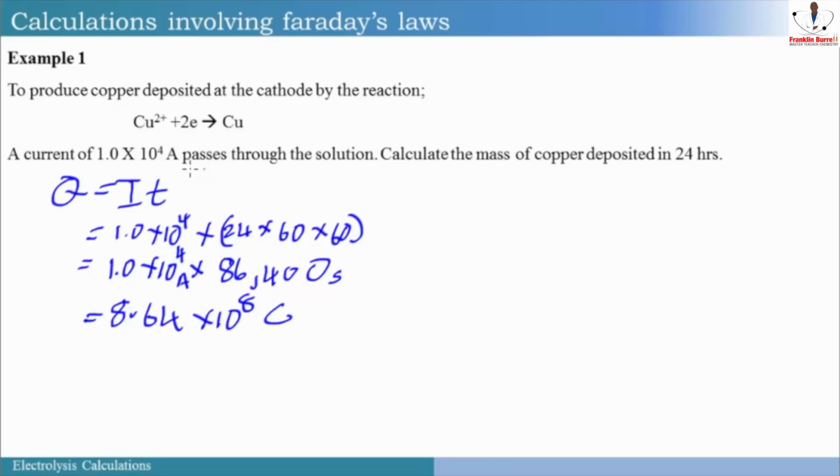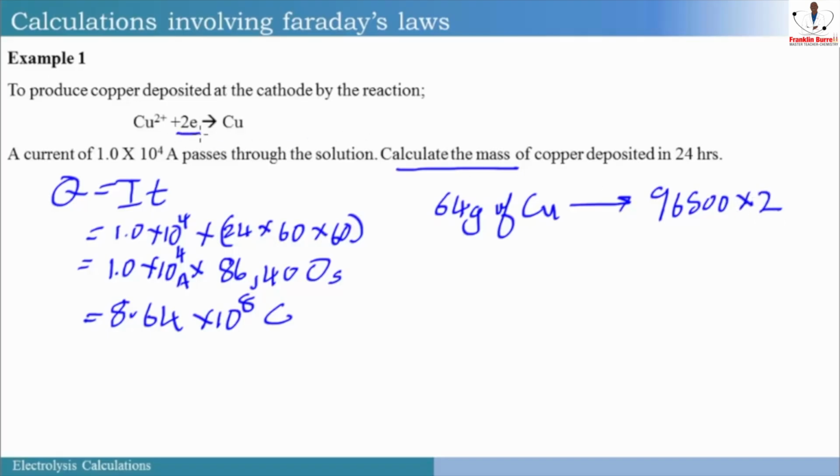Now remember now that we have our half equation and we want to find the mass of copper deposited. So in calculating that mass, we're going to use the mass of 1 mole of copper. So let us say the mass of 1 mole of copper is 64 grams. So we'll say 64 grams of copper require 96500 times 2. And it must be times 2 because we have 2 electrons being liberated from 1 mole of copper ion. So that's times 2.